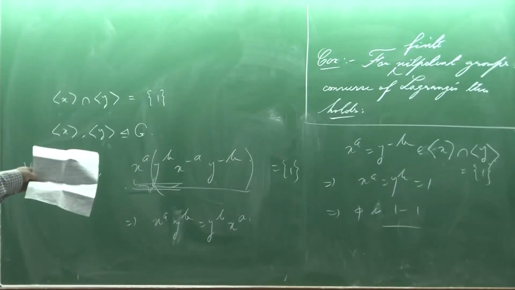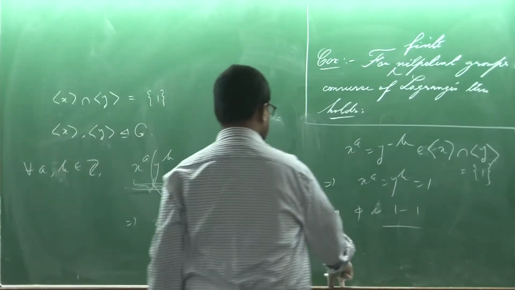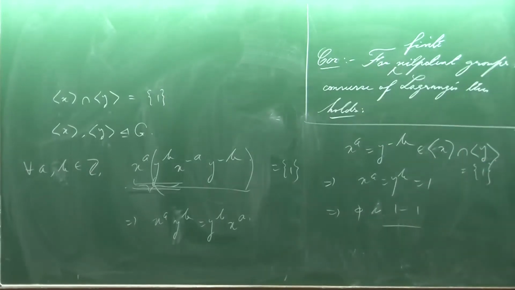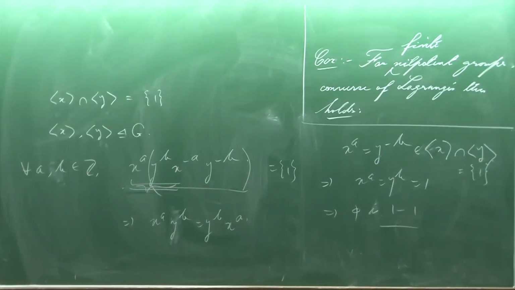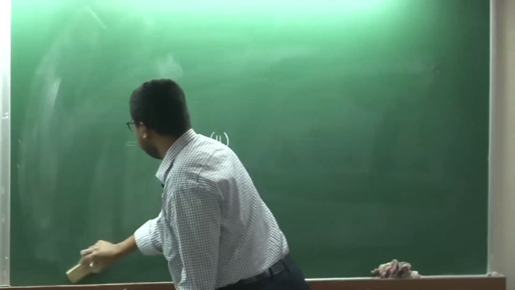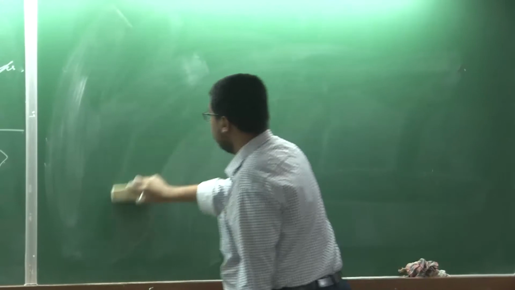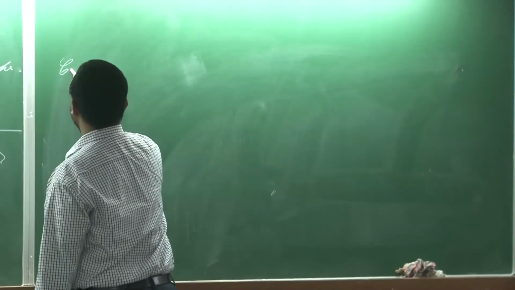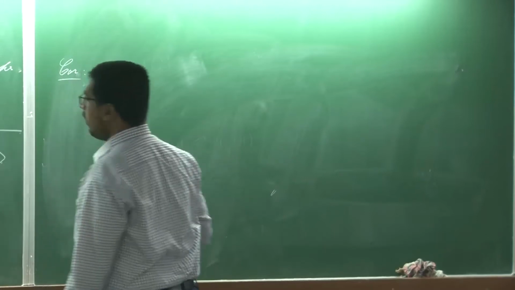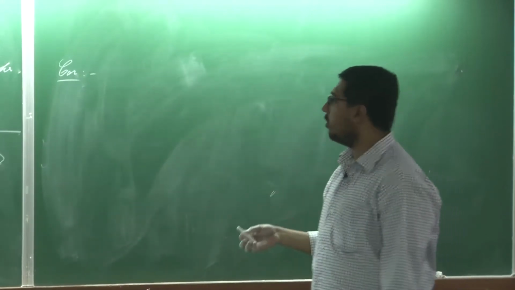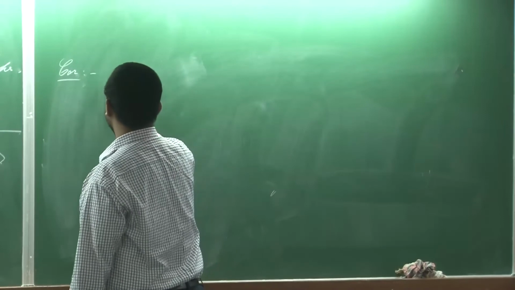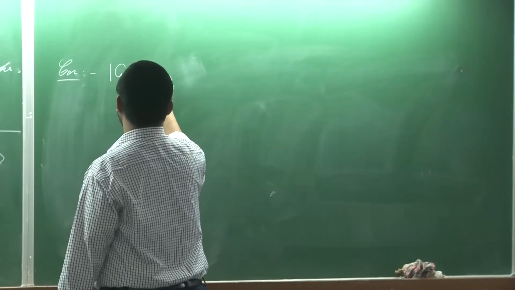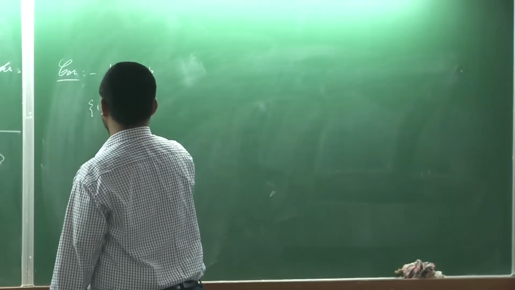And as an immediate corollary to this, we can talk about the nilpotence class of any nilpotent p group, of any p group. So recall that any p group is nilpotent. How do we prove that?